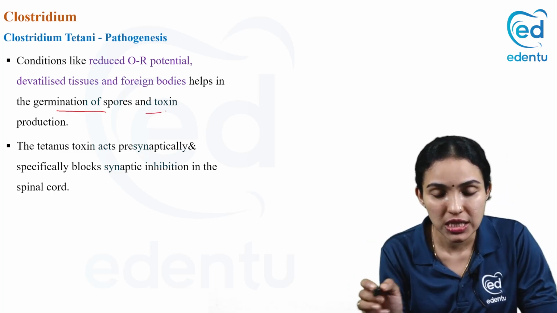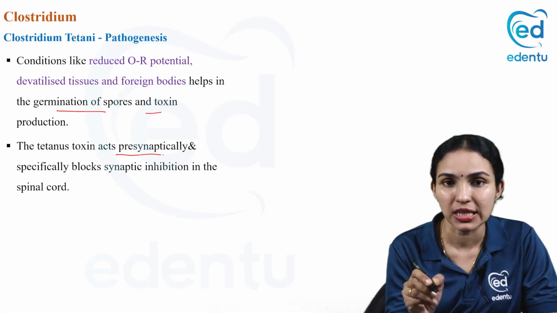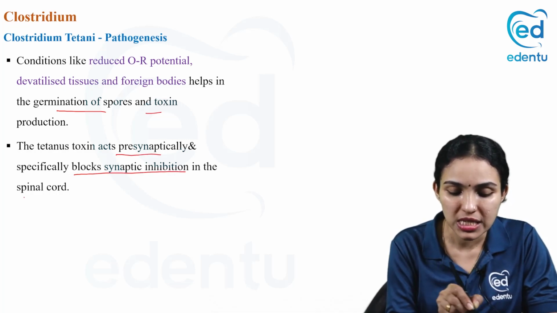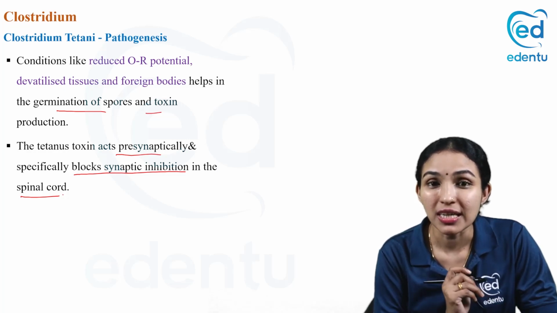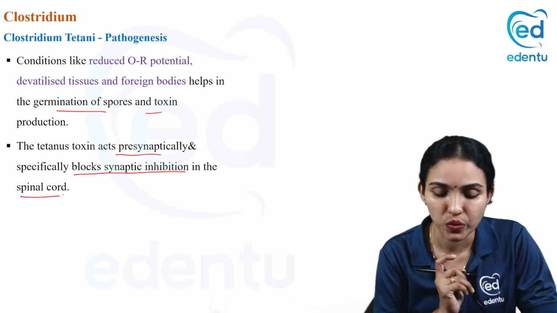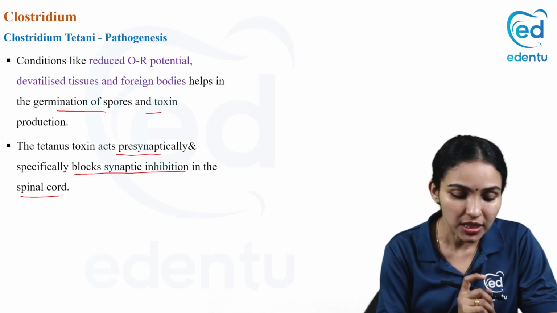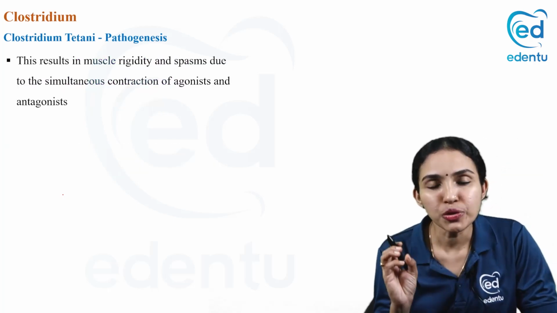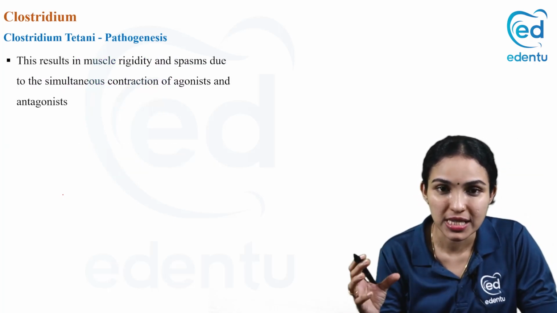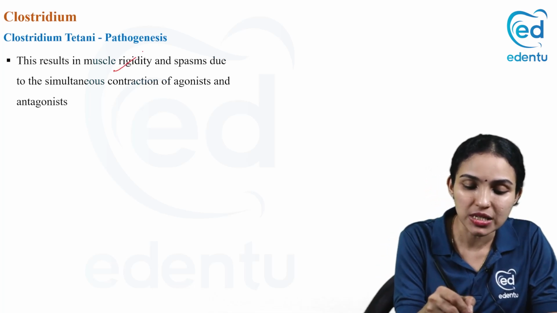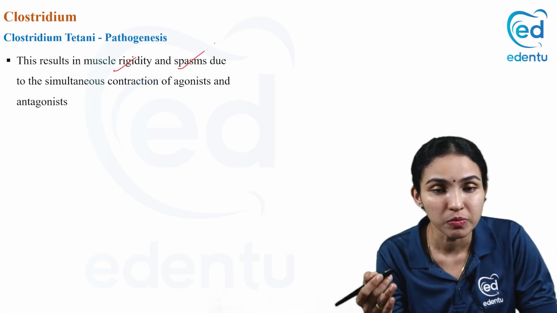And how does this toxin act? The toxin acts presynaptically and specifically blocks synaptic inhibition in the spinal cord by blocking the release of inhibitory neurotransmitters. So it acts in a presynaptic manner. Because there is no control on the excitatory signals, it leads to muscle rigidity and spasm. It is easy to remember.